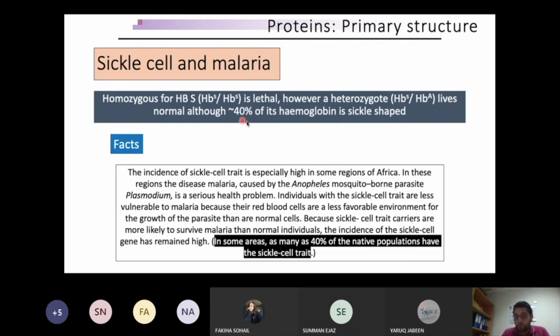Although 40% of this hemoglobin is sickle shaped, the rest, 60%, is the normal one, so that organism will live. And as a result, he will be a carrier, until, God forbid, there is a situation of low oxygen pressure, and then he will be gone. This is one of the ways nature is preserving this particular trait, which is called sickle cell trait.